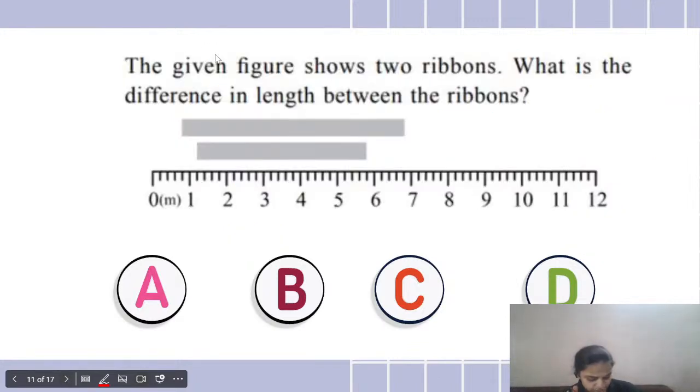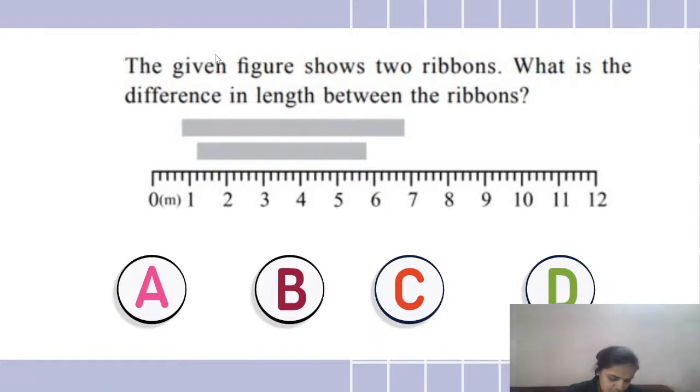All right, no worries. Let's quickly move on to the ninth question. The given figure shows two ribbons. What is the difference in length between the ribbons? Here this is ribbon number 1, here this is ribbon number 2. So for that, first we need to find out the length of the first ribbon and the second ribbon, and then we find out the difference. I hope all of you are aware of what we mean by difference.